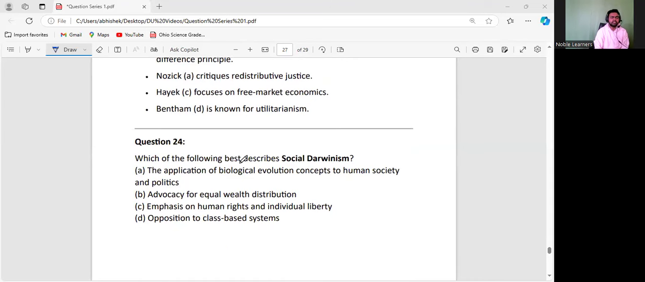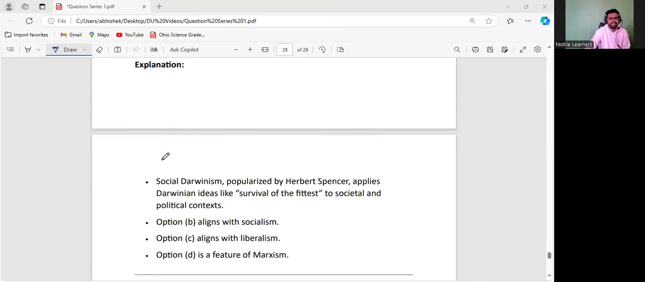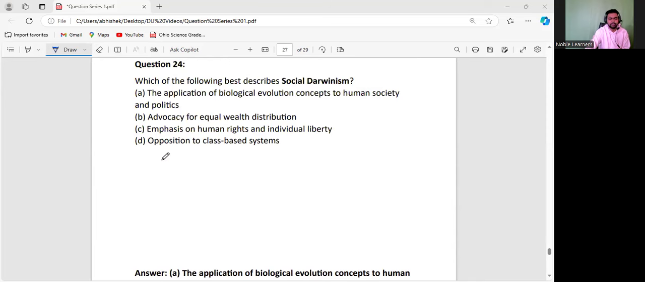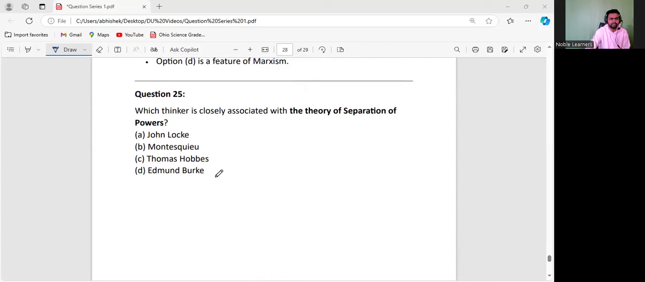Okay, so social Darwinism, which was given by Herbert Spencer, it's very simple. It is the application of biological evolution concepts to human society and politics. Those who are not fit for politics and society, those who do not have money, they should disappear, they should go away. This is what they are saying, which is really very brutal. Advocacy for equal wealth distribution. Okay, these are the concepts you might be knowing.